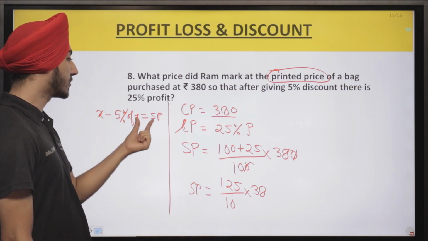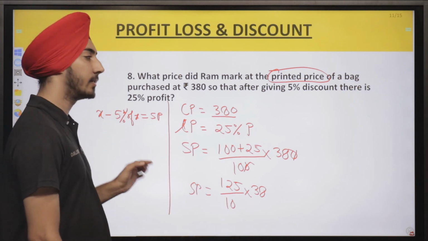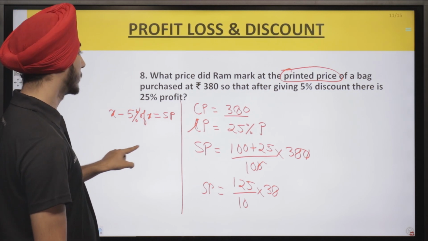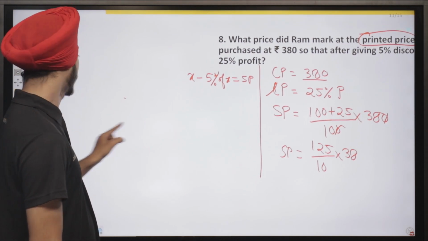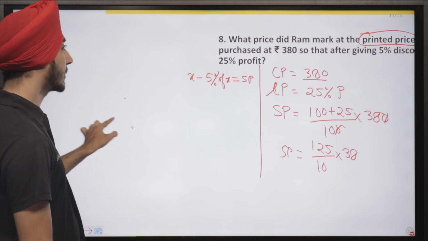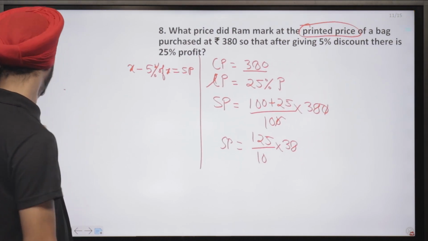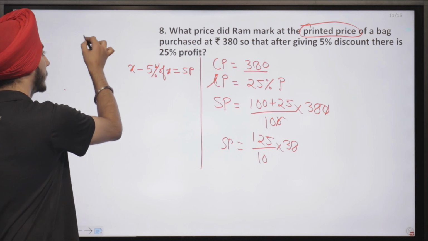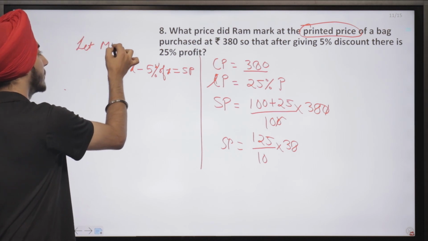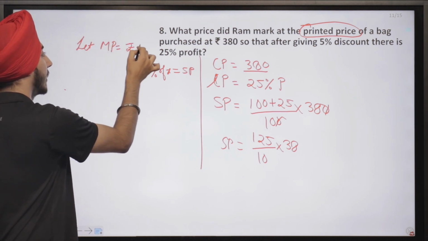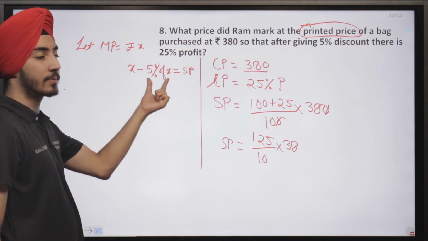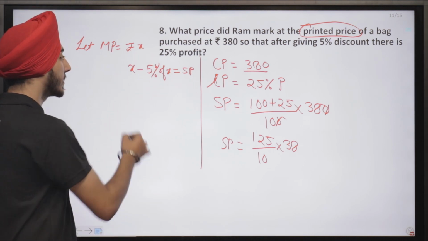Printed price we don't know, so the only variable in this equation is the printed price. So we'll write down a statement here. Let the printed price be rupees X. ठीक है? Let mark price or printed price be rupees X. So printed price and mark price में से हमने discount minus कर दिया and we are getting the selling price.